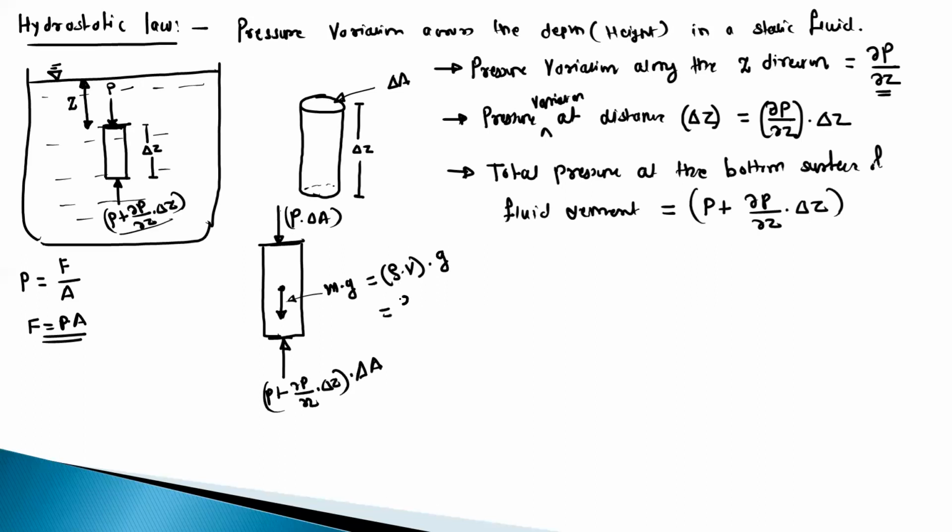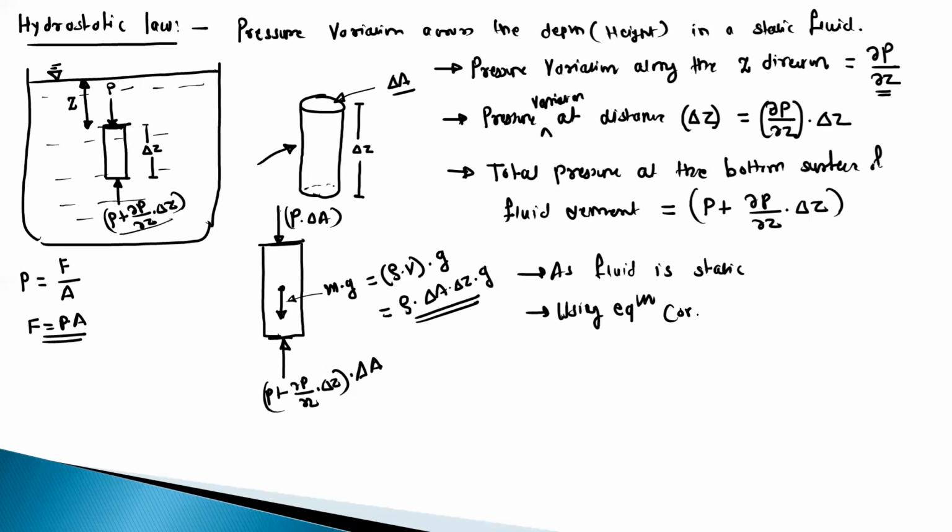Here rho is the density. Now what is the volume of this fluid element? Observe this diagram. The height is delta Z and the cross section is delta A, so the weight is rho into delta A into delta Z into G. This is the weight force. Now we write the equilibrium, as the fluid is static. As the fluid is static, there is equilibrium, so this is static equilibrium.